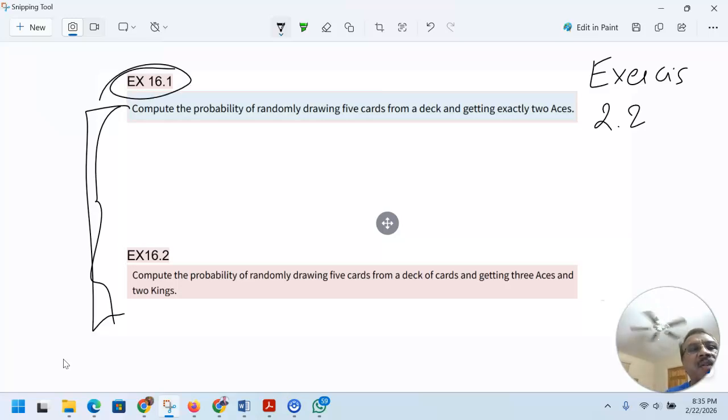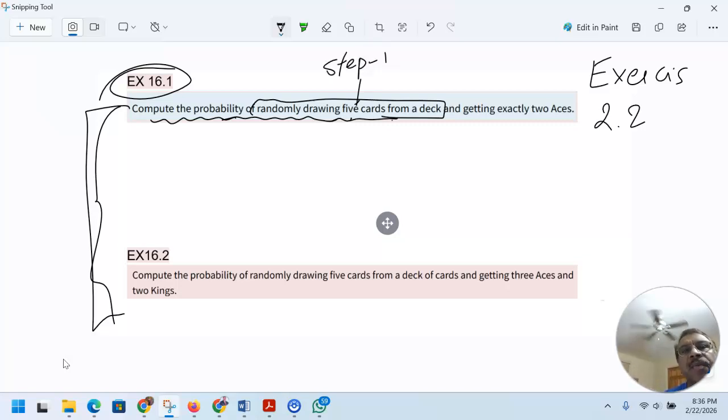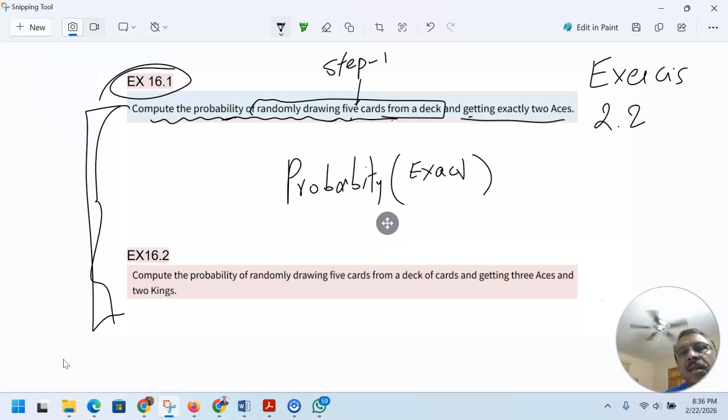And this was example 16.1, which says: find the probability of randomly drawing 5 cards from a deck of cards. Now, this is always the first step, step one, which helps us figure out, when you talk about probability, probability of what? Probability that when you pick 5 cards, it has exactly two aces.